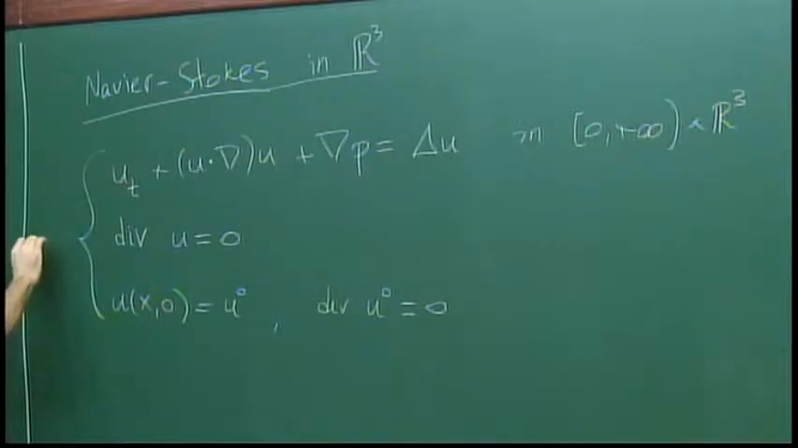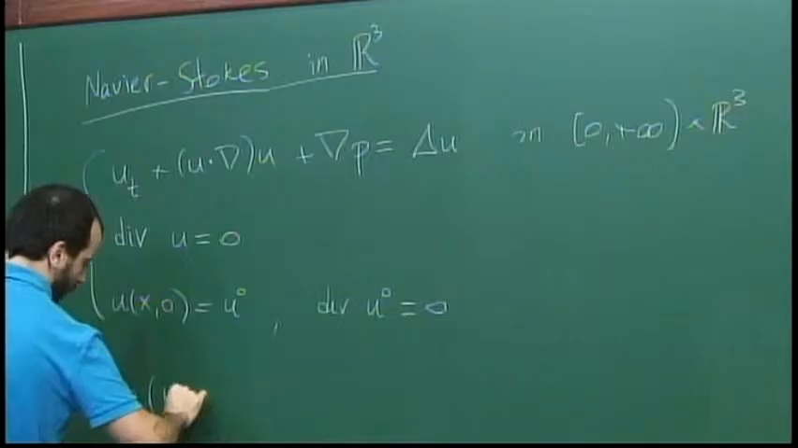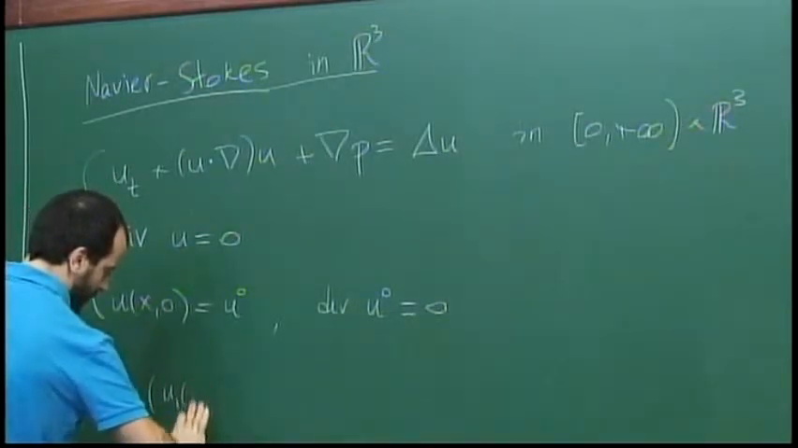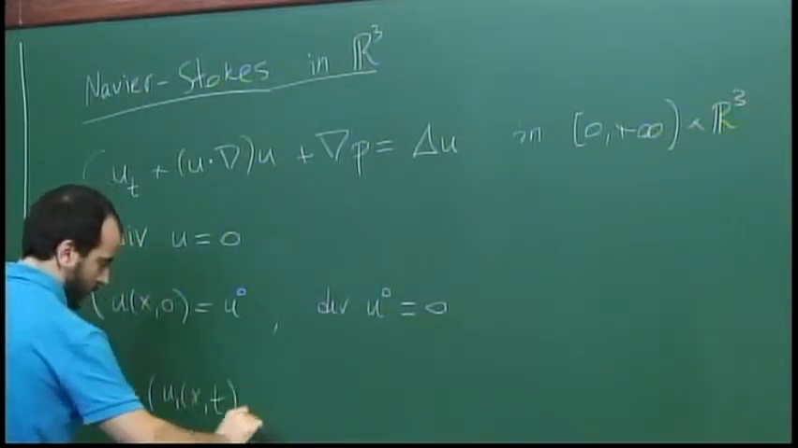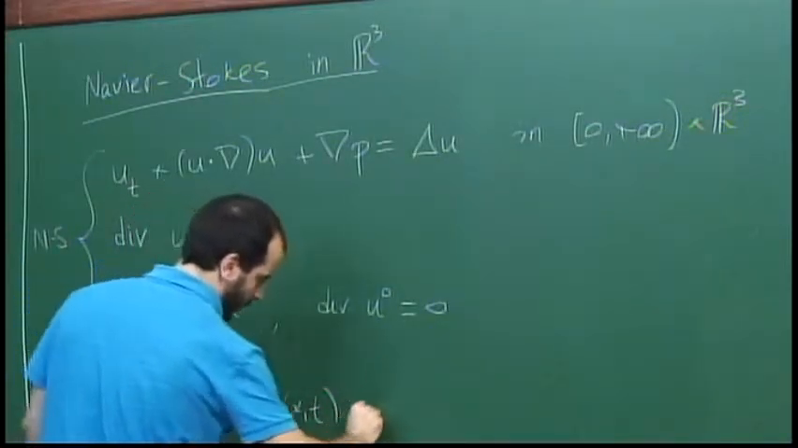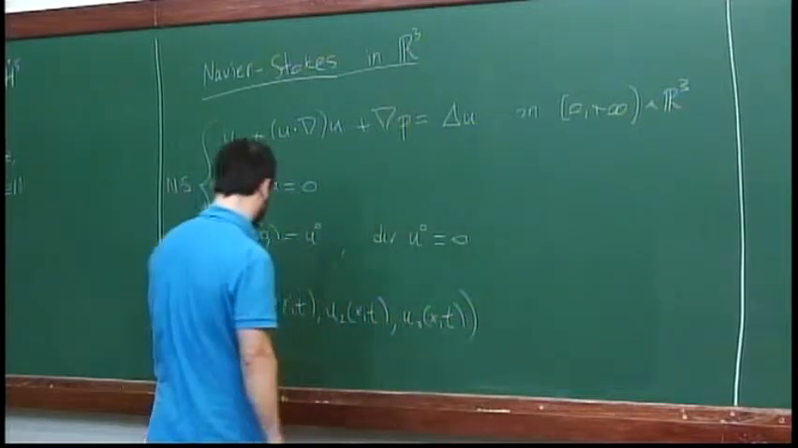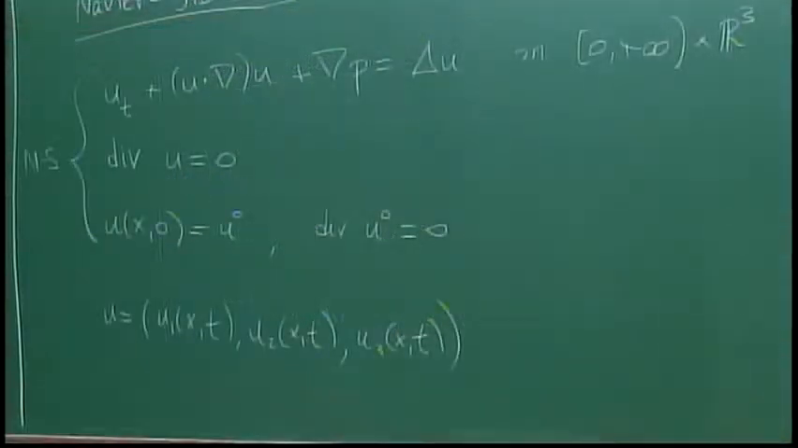Okay, so this is the Navier-Stokes system. I call it a system because it's a vector equation. So u is (u1(x,t), u2(x,t), u3(x,t)).